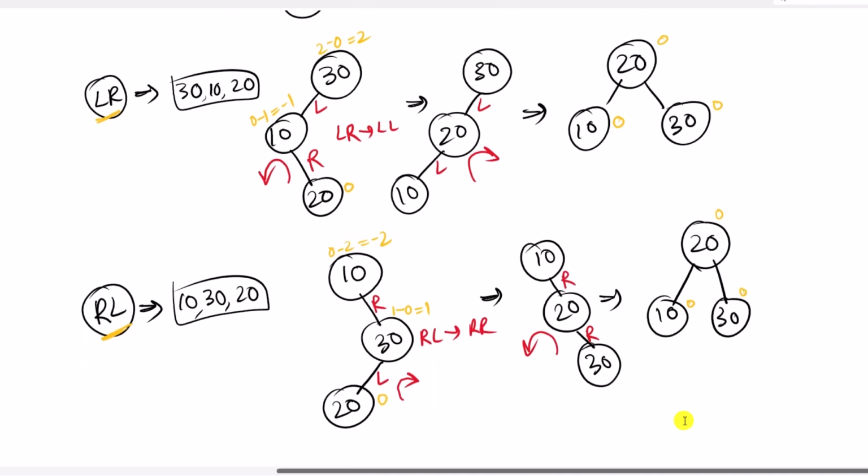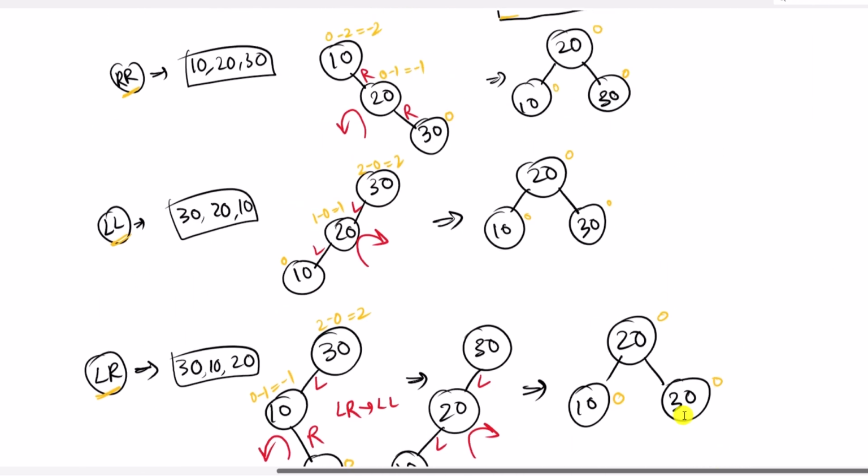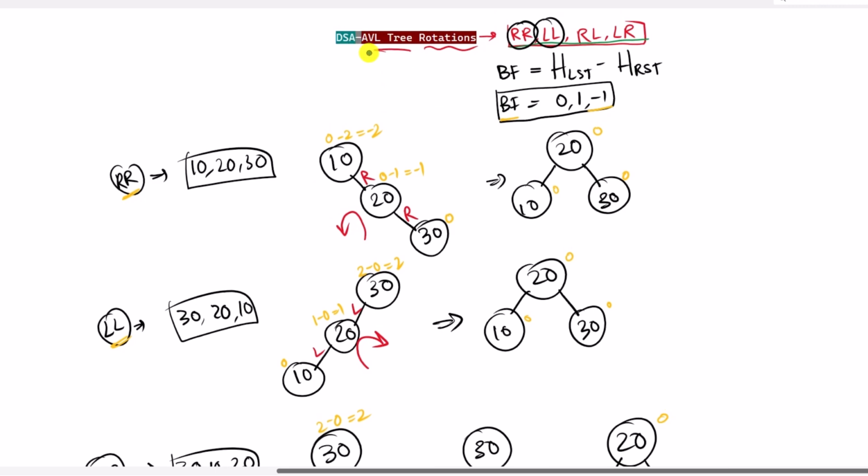So these are all the different rotations that we can use to balance the AVL tree. So hope you understand the concept.